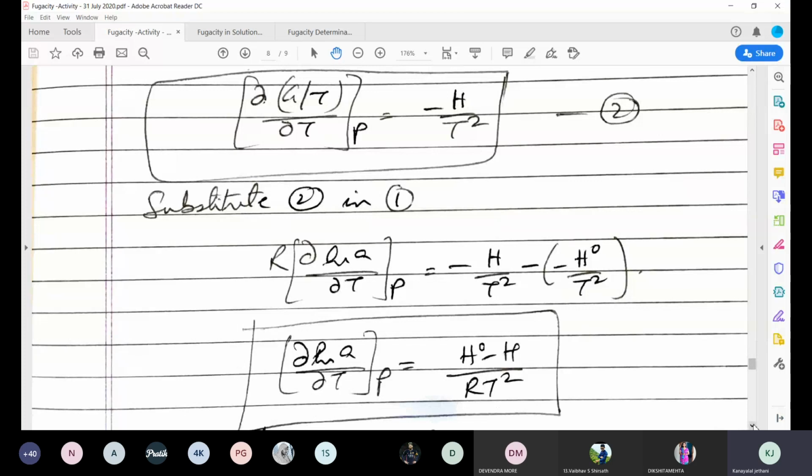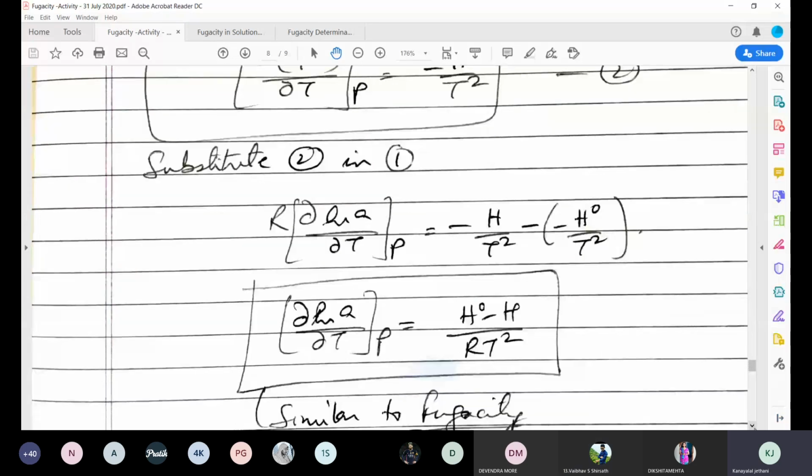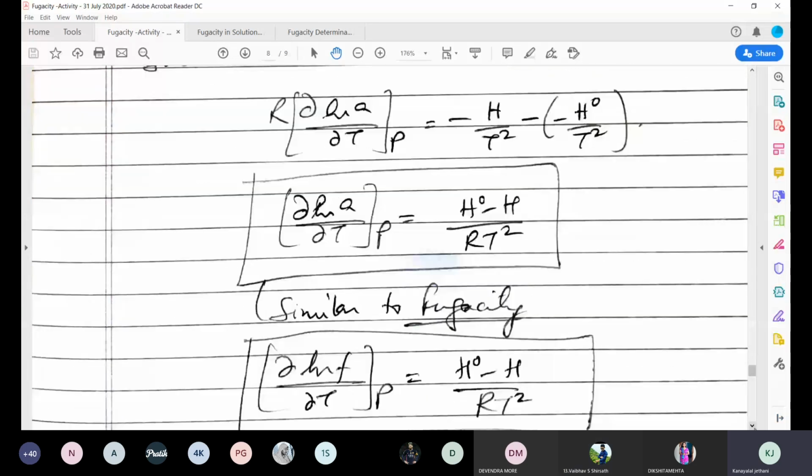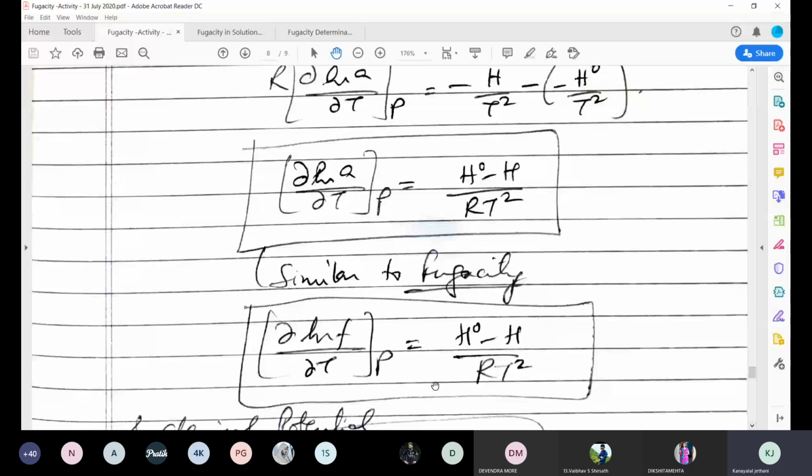Do you remember seeing a similar form earlier? Yes, sir. We saw a similar equation earlier, right? Similar to fugacity. In fugacity it was partial ln f by partial T at constant pressure is equal to H0 minus H by RT square. So the form is the same because f and a are related. Right? Like G and mu, they are all related. So the form of the equation is going to be the same.